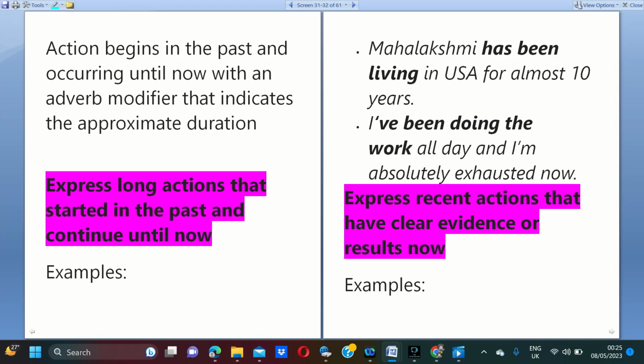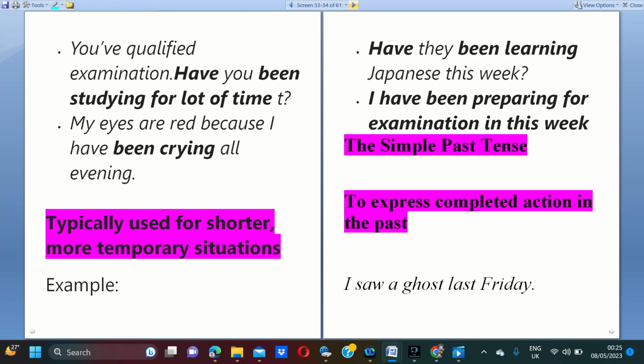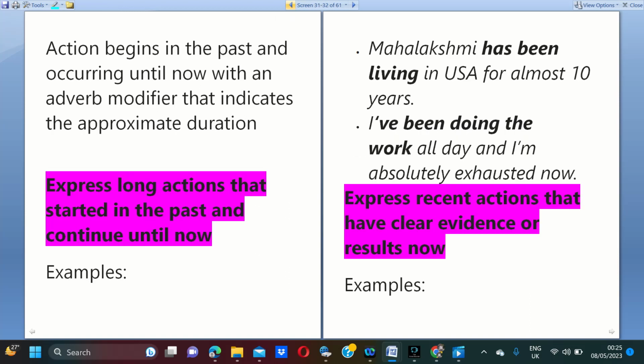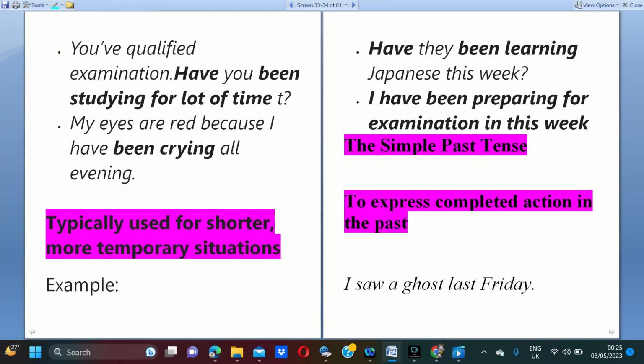Next condition: express recent actions that have clear evidence or result now. This tense is useful to express recent actions that have clear evidence. We see one example. What are those clear evidences? You have qualified the examination. Have you been studying for a lot of time? To talk about evidence, see, you have qualified the examination is the result. To talk about evidence, we can use present perfect continuous tense. Have you been studying for a lot of time?